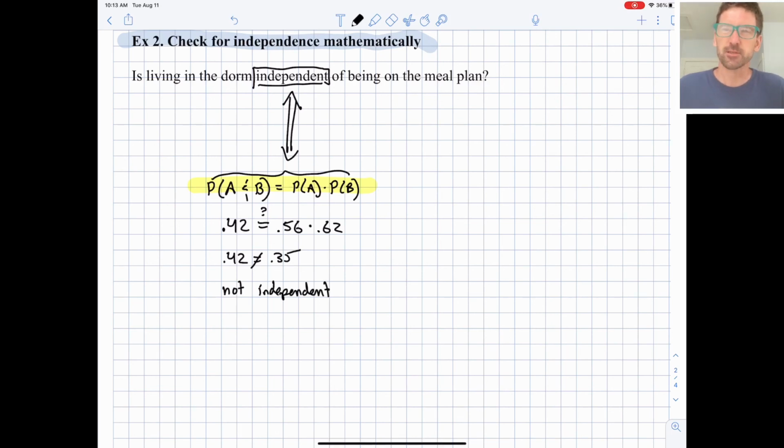That means there's some sort of a relationship between living in the dorms and whether or not you're on the meal plan. It doesn't tell us what that relationship is, it just tells us there's some sort of a connection in there. Once you get into more advanced statistics and statistical analysis, you'll be able to look at something like this and analyze it much more precisely and formally. But right now we're just saying, hey, these two numbers are not the same, so they're not independent. All right, that's a good place to leave it right there.